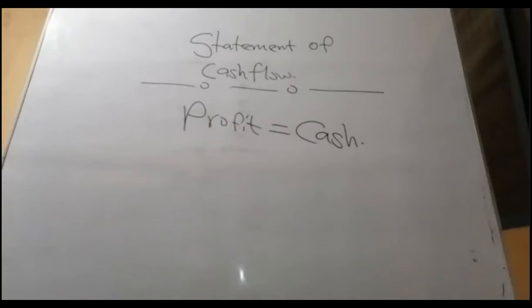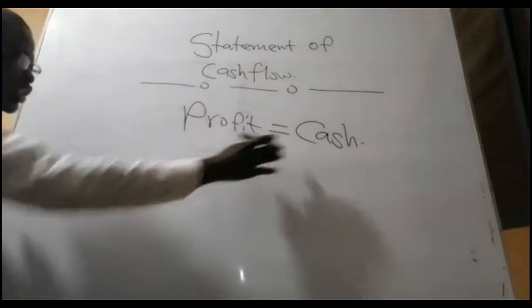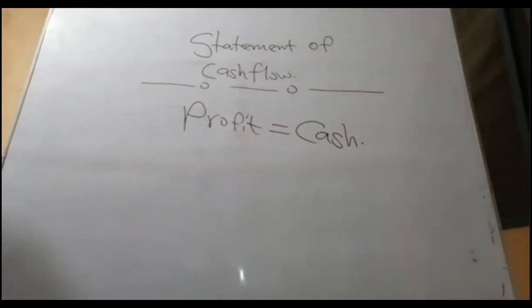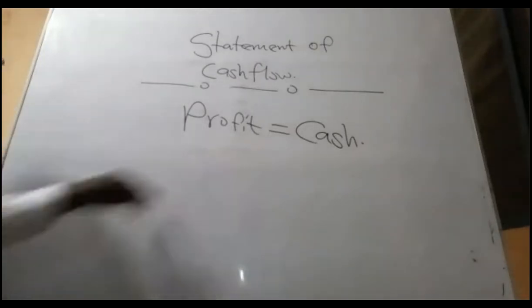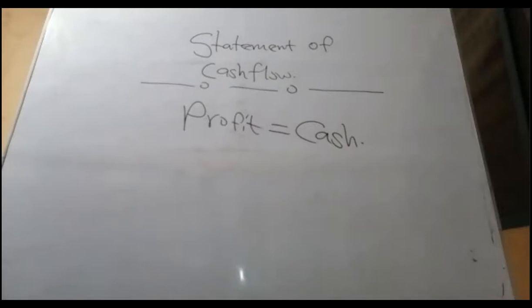So the question is, if profit is not equal to cash, how do you reconcile this difference? To reconcile this difference, we have to prepare a statement which will spell out all cash transactions right from the beginning of the year up to the end of the financial year, to know whether the cash balance stated in the financial statement is the right cash balance. So basically, that is the reason.